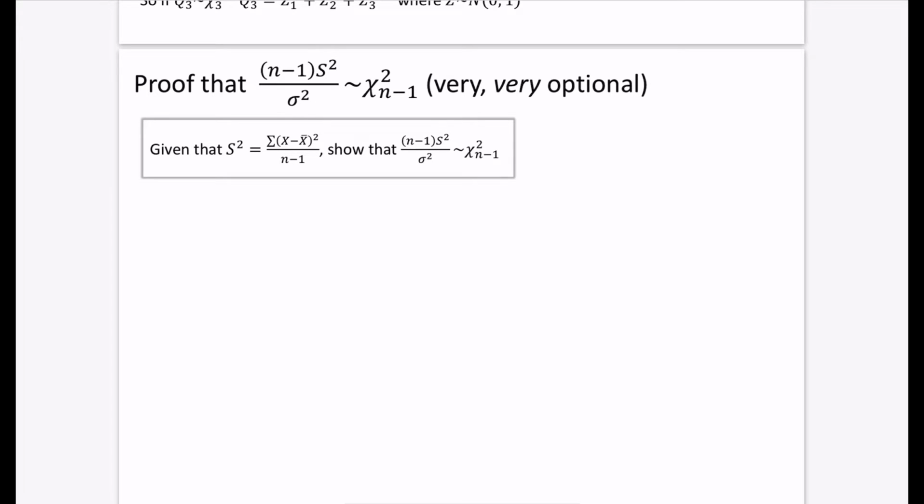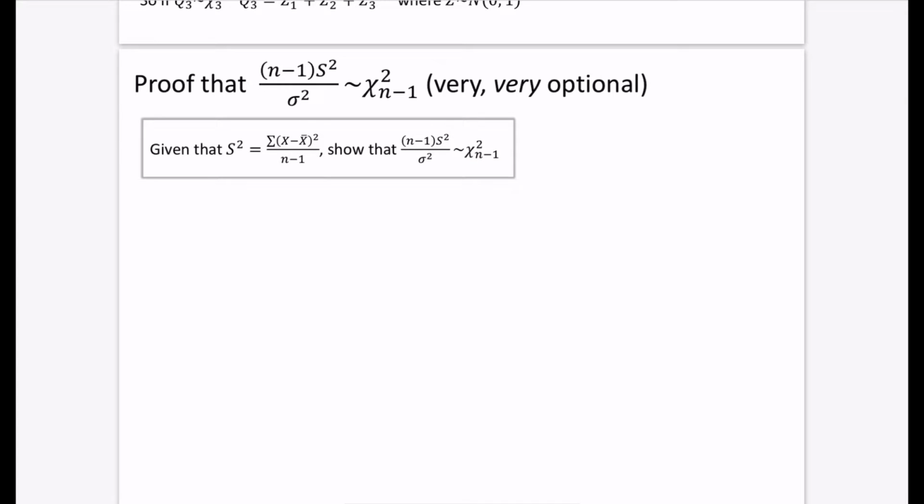So we're going to prove that n-1 times the sample variance over the population variance has a chi-squared distribution with n-1 degrees of freedom. So given that the sample variance is the sum of (x minus x bar) squared over n-1, we know that. That's the original definition that we had of s squared, the sample variance. We're going to show that this thing has a chi-squared distribution.